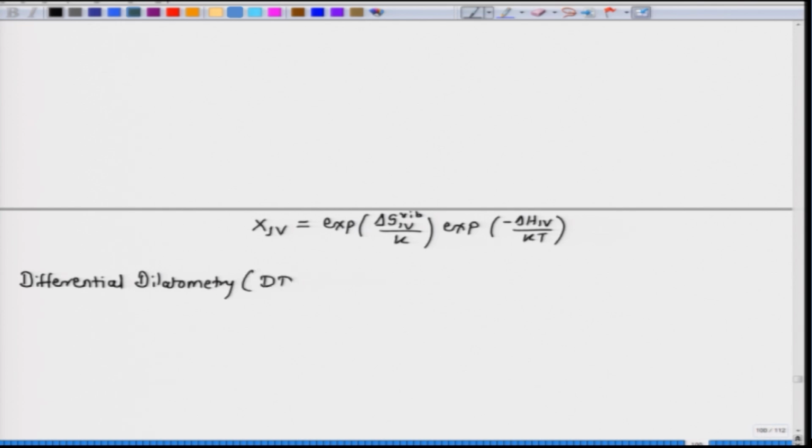or DD in short. So, this technique relies upon the measurement of volume change that any metal piece undergoes upon heating. So, when a metal piece is heated, it experiences expansion, and this expansion has mainly two contributions. The first one is purely from the thermal expansion, and the second one is because of the formation of vacancies.